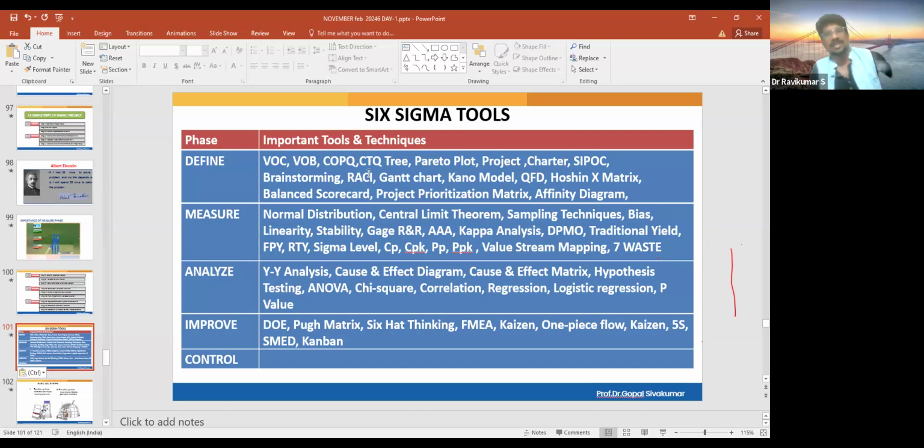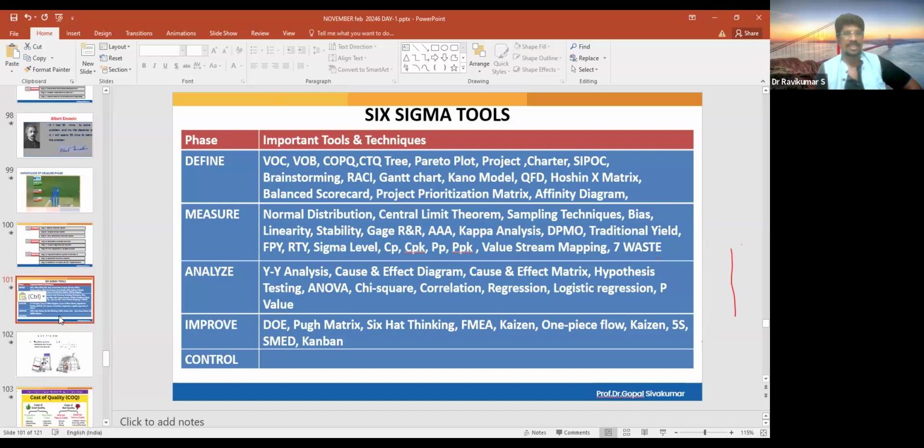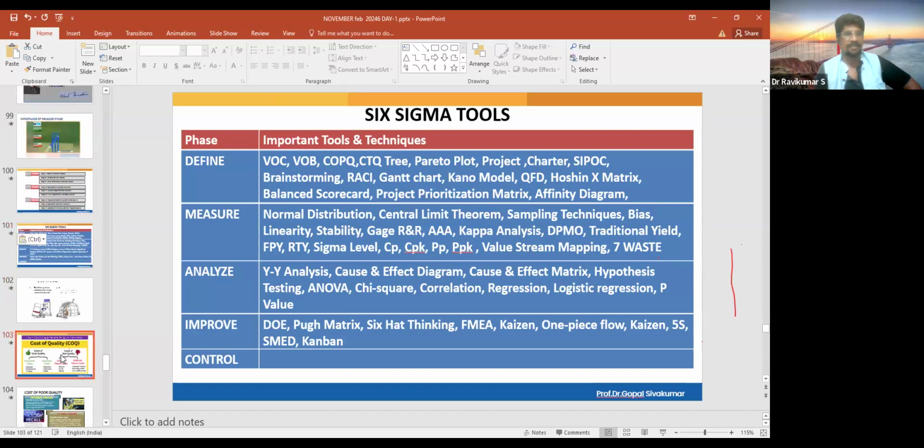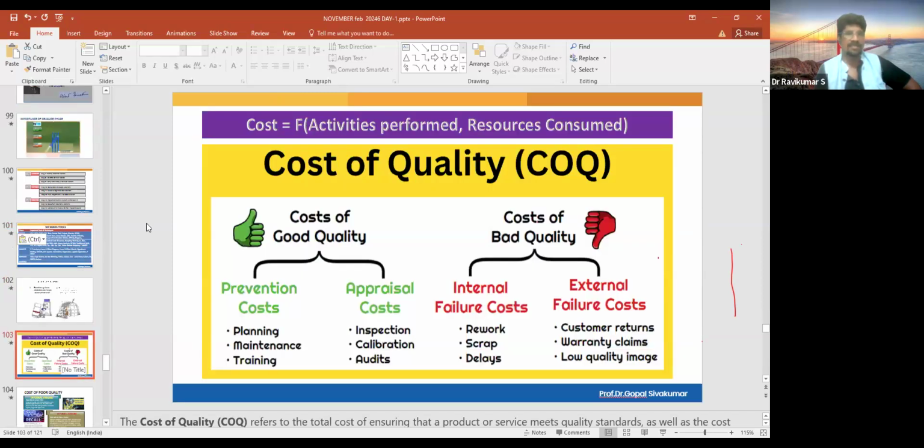Okay. Then comes the cost of poor quality, guys. What is the cost of poor quality? See, this cost of poor quality comes under the head called cost of quality. What is cost of quality?